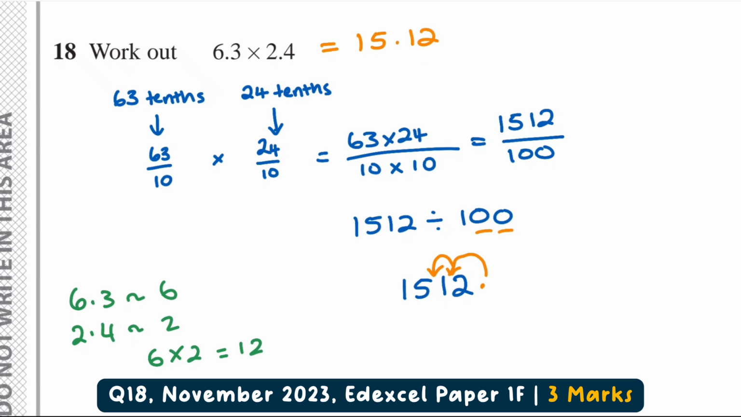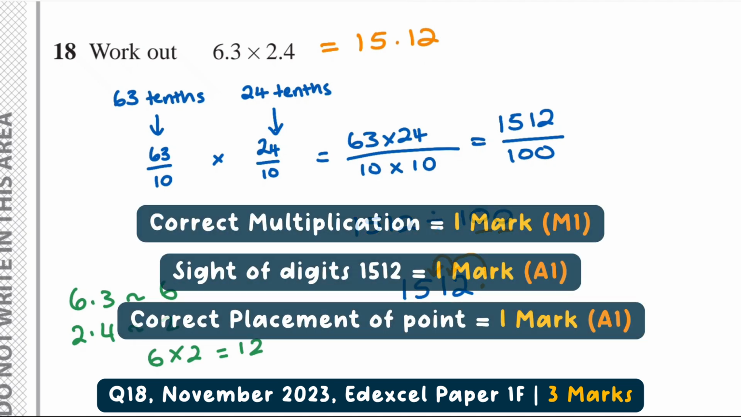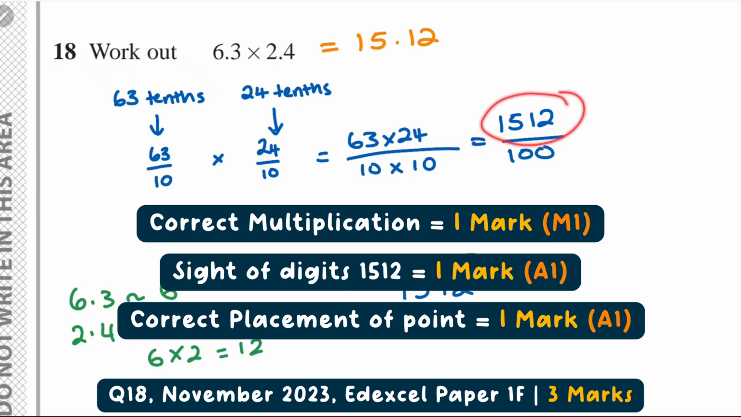This question is worth 3 marks. There's a method mark for the correct multiplication. The second mark is an accuracy mark for the digits 1512, and an accuracy mark for the correct placement of the decimal point.